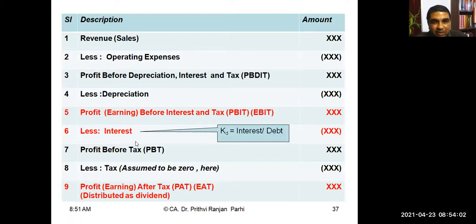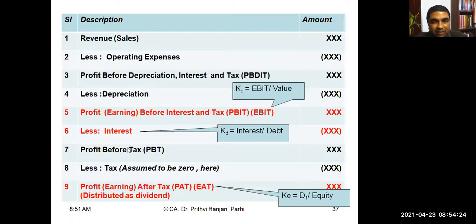Interest is distributed to the debt holders. Therefore, this is the cost of debt. So KD is equal to interest by total value of debt. This amount is distributed to the equity shareholders. So cost of equity is equal to profit after tax or earning or dividend divided by equity.